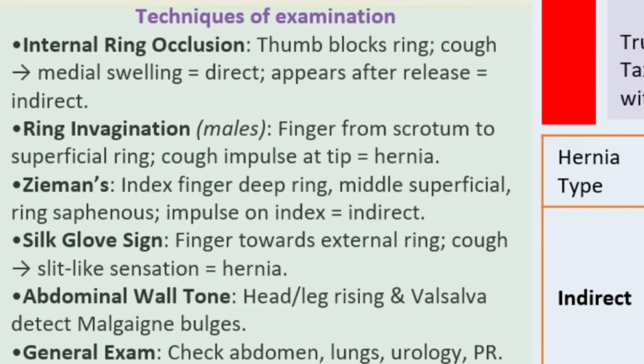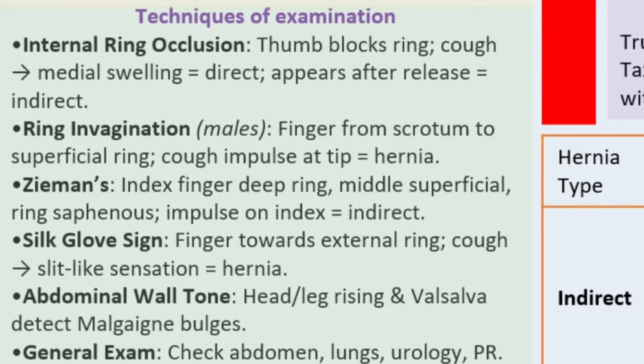Then the Zieman's test, that involves using the index, the middle, and then the ring finger. You have the cerebral zone. We have the silk sign. Then we also check for the abdominal wall tone, where we use head elevation or leg raising to detect the abdominal wall bulges. These are protrusions around the inguinal region. So if someone has them bilaterally, it shows that they have increased abdominal wall tone.